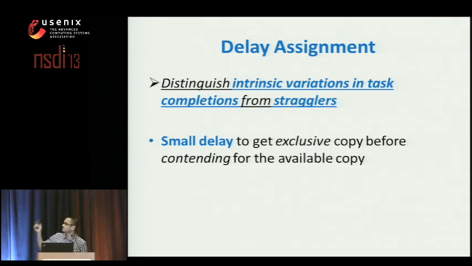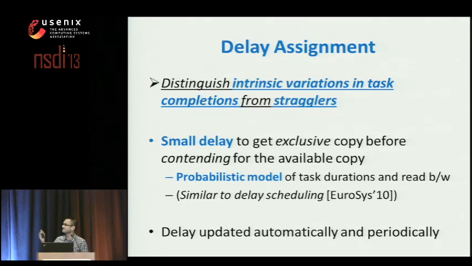In our solution that we call delay assignment, we set this delay using a probabilistic model for task durations and the read bandwidths with and without contention. And we try to balance out the two in terms of which one we should pick. And this delay is updated automatically and periodically based on samples that we get for both task durations and the read bandwidth.